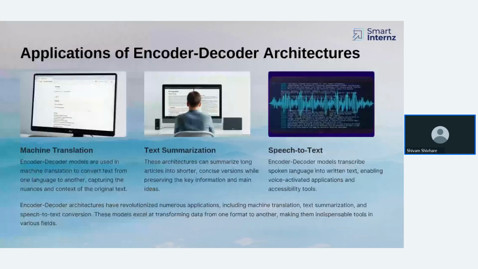Applications of encoder decoder architecture. Machine translation, which we have seen, translates from one language to another. Text summarization, where in some scenarios we analyze the text, and we use this encoder decoder in that field too. Speech to text, where voice is converted into text. In those areas we'll use this encoder decoder.